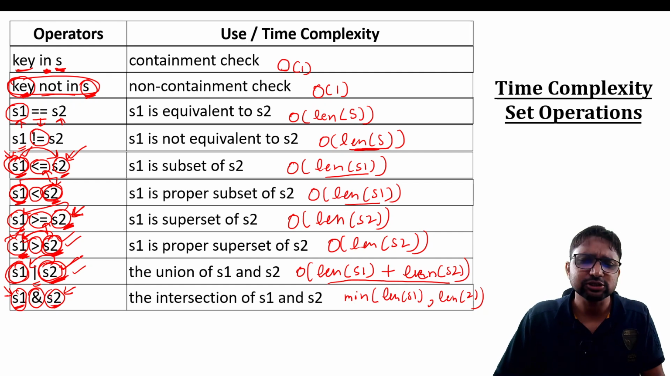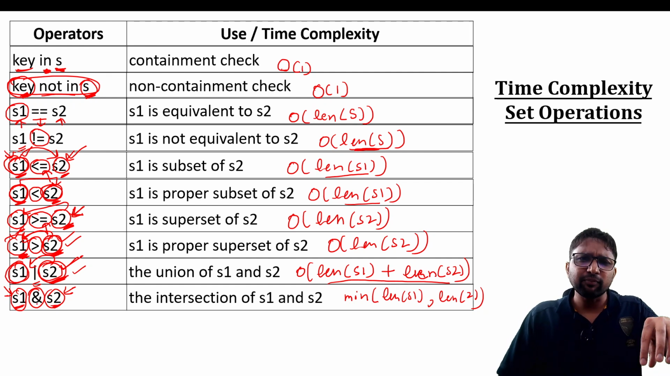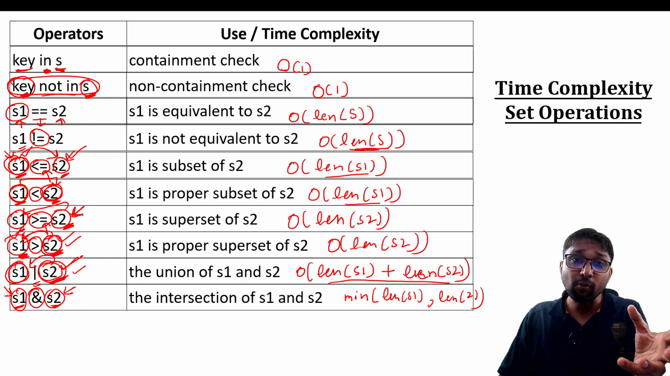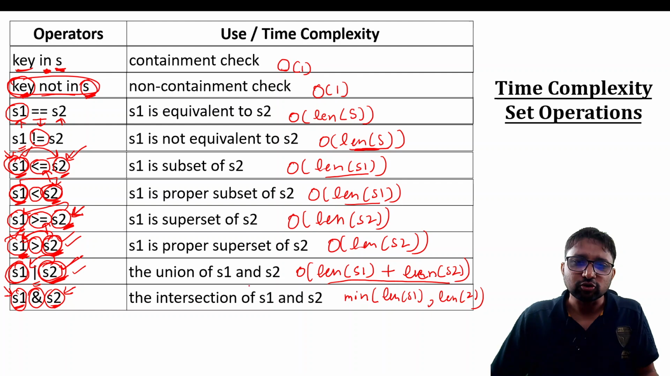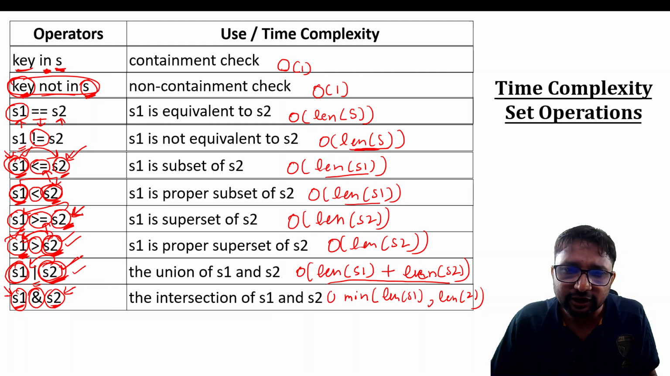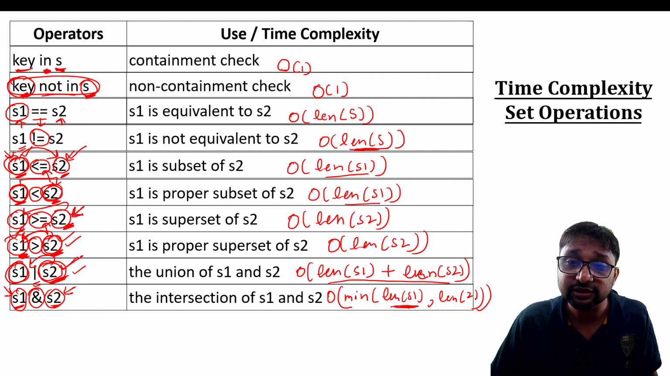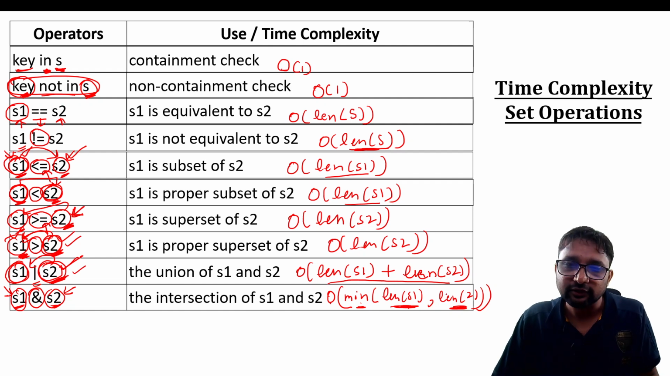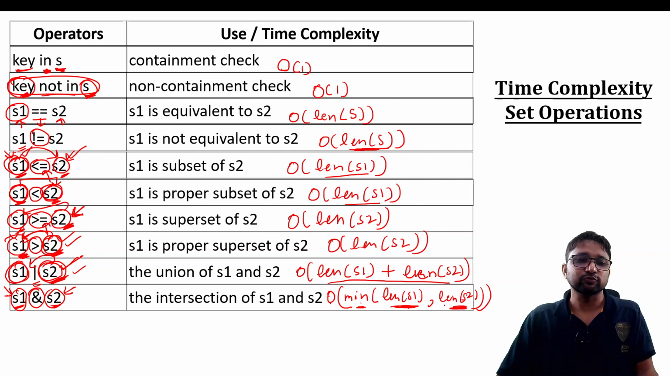S1 length is smaller than S2. Then take one by one all the elements from S1 and search into S2 which are common. That's it. So the time complexity will depend upon the size of the minimum set, the set which has less length. So the time complexity will be order of minimum of length of S1 comma length of S2.